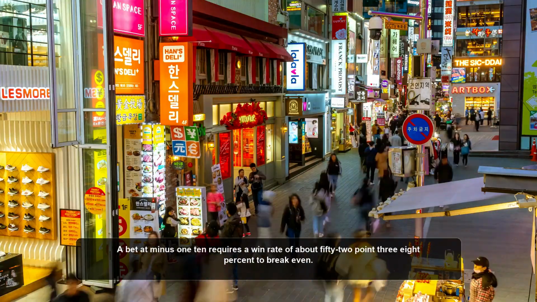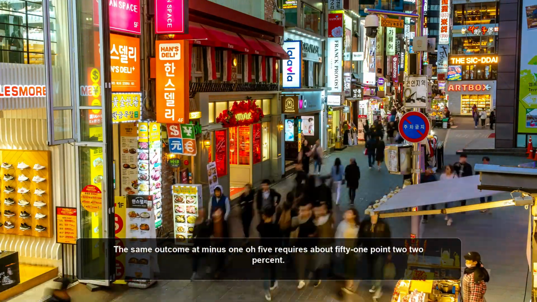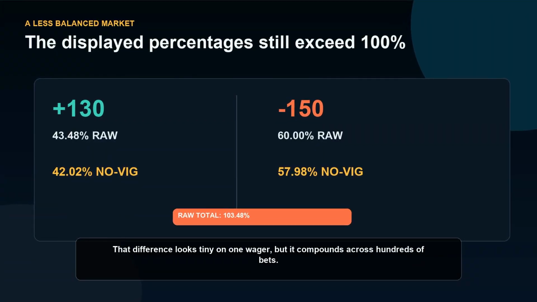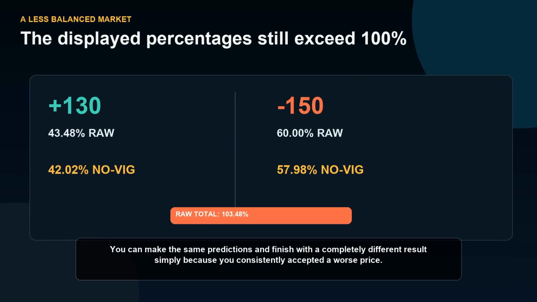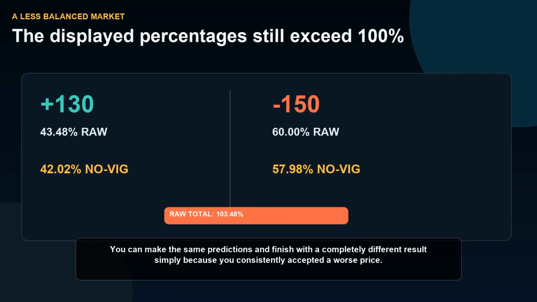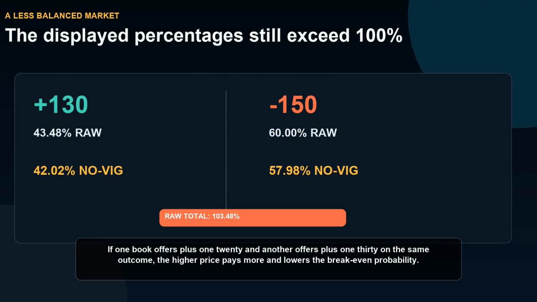A bet at -110 requires a win rate of about 52.38% to break even. The same outcome at -105 requires about 51.22%. That difference looks tiny on one wager, but it compounds across hundreds of bets. You can make the same predictions and finish with a completely different result simply because you consistently accepted a worse price. The same principle works with plus money.